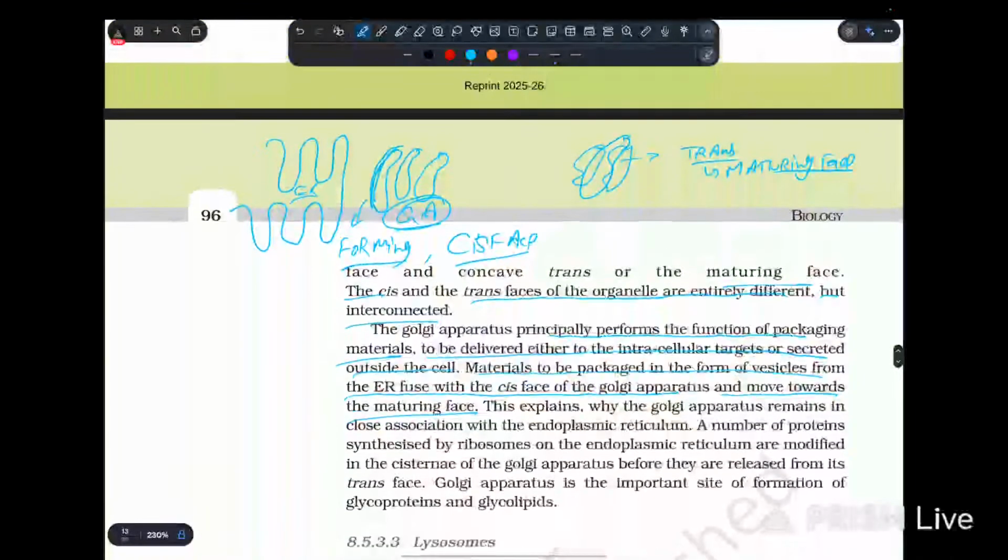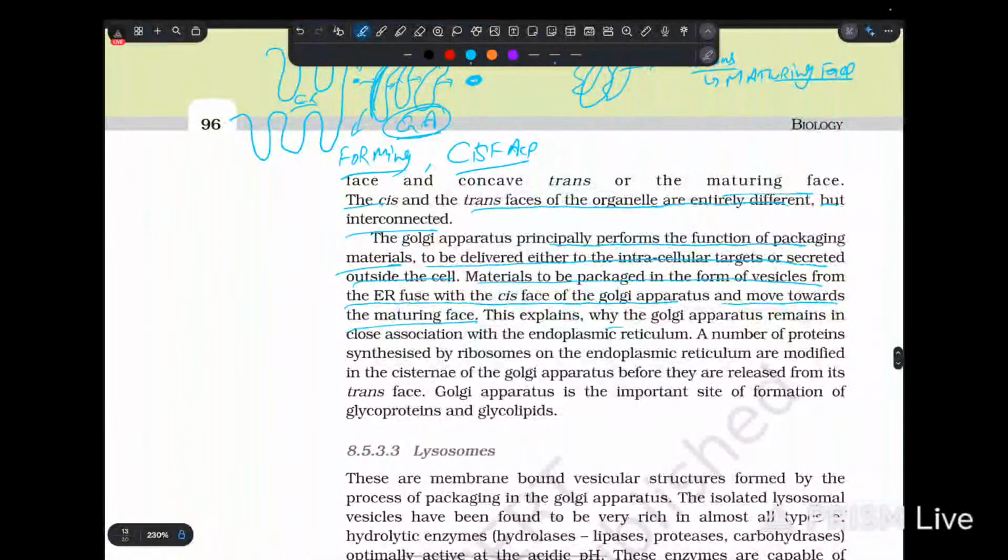So what happens is that whenever the endoplasmic reticulum releases something, it fuses to the cis phase and goes out from the trans phase. Fuse to cis phase, goes out to the trans phase, and this process happens and it is being packed in the form of vesicles. This explains why the Golgi apparatus remains in close association with the endoplasmic reticulum. So it is a very common thing that if they are working together and the Golgi apparatus is packing the things which are released from the endoplasmic reticulum, then what do they need? They need to be very close to each other.